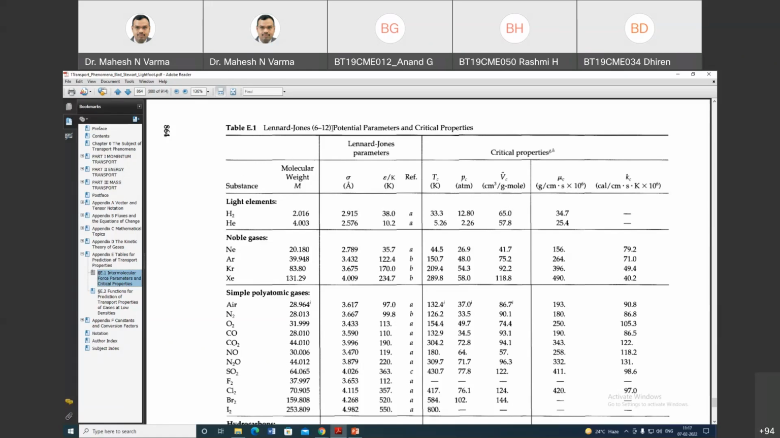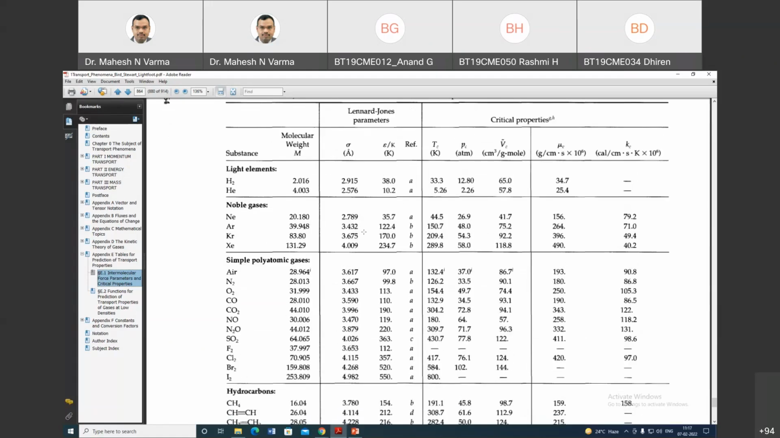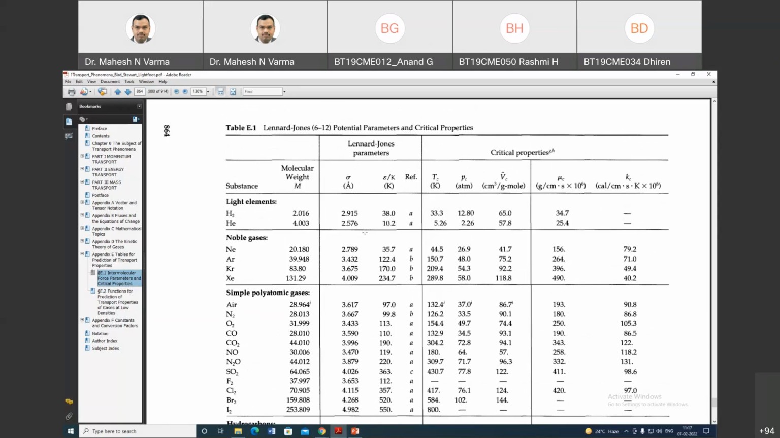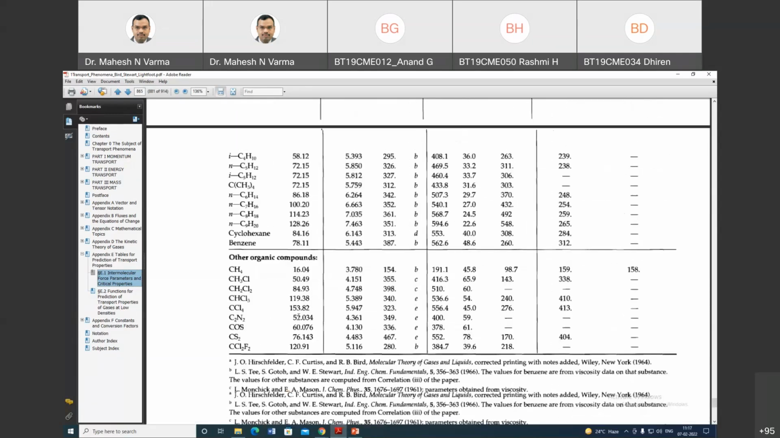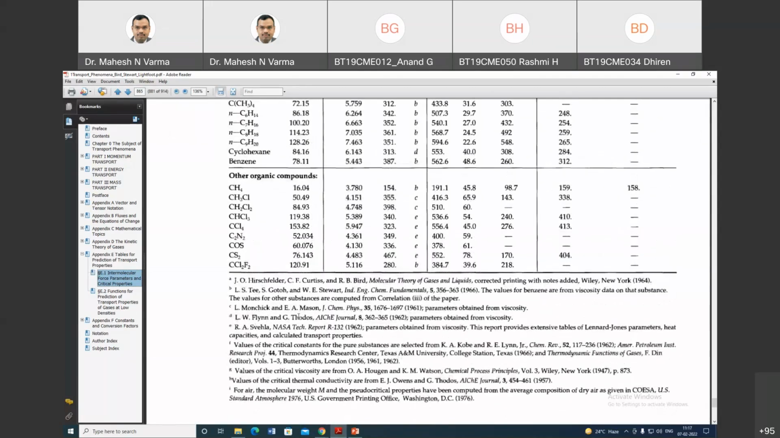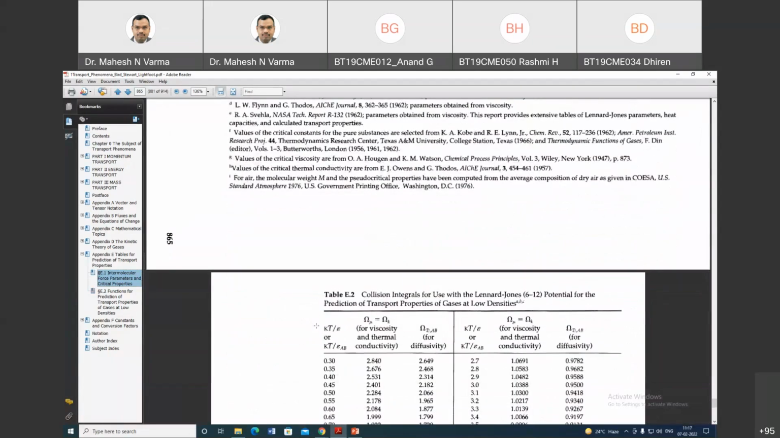So these are the potential parameters and critical properties. Okay, so all the data is compiled, and this kind of data you will get from different books also. It all depends upon which book is explaining which engineering correlation in which way. Here you can see hydrogen, helium, everything is there. Hydrocarbons are there, other organic compounds are also there. And these are all references they have given.